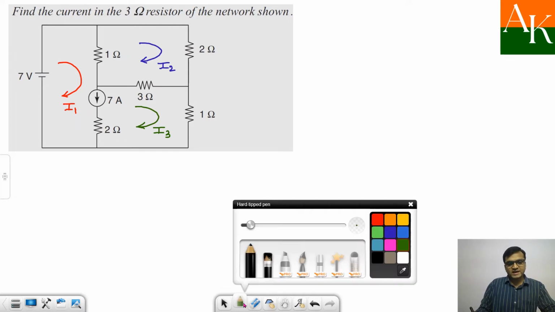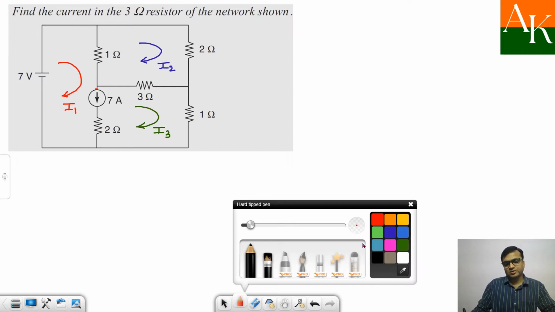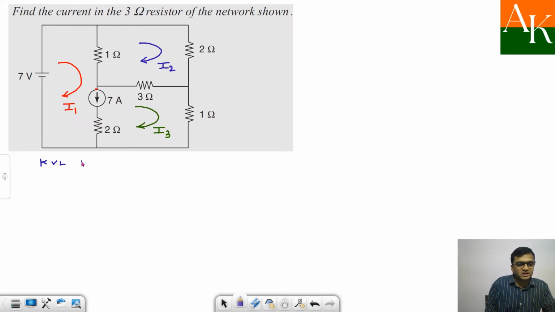After this, can you apply KVL in mesh 1? If you travel over here, there is a current source. That means you can't apply KVL in mesh 1. Similarly, you can't apply KVL in mesh 3 because the 7 ampere source is shared between mesh 1 and mesh 3. So they are forming a super mesh. We'll go for the super mesh analysis later on. First of all, we'll finish this where there is no current source and we can easily apply KVL. So I'm writing KVL in mesh 2 first.